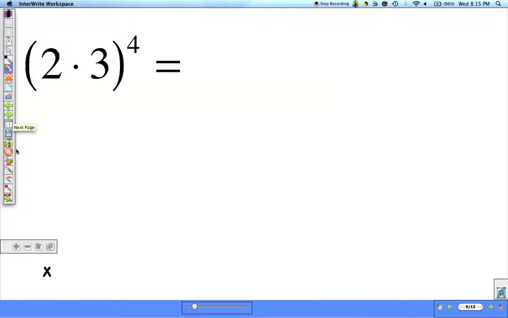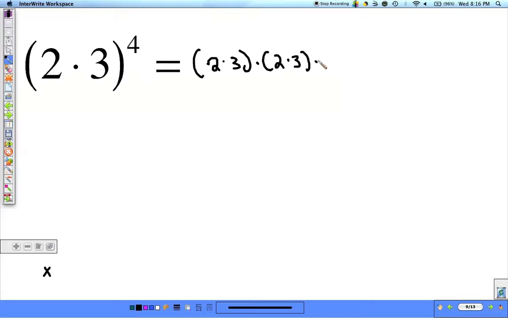We have 2 times 3 to the 4th power. Since this whole parentheses is being raised to the 4th power, we'll treat 2 times 3 like it's the base, because really it is the base. We'll expand it: that's the base 2 times 3 times itself 4 times. So times 2 times 3, times 2 times 3, and times, of course, 2 times 3.